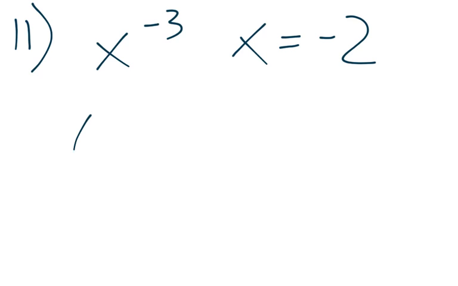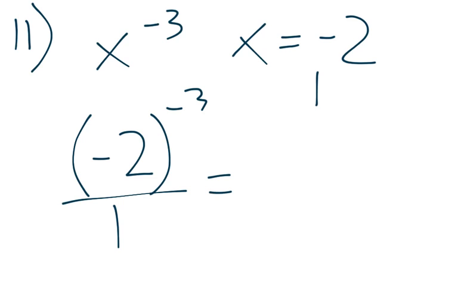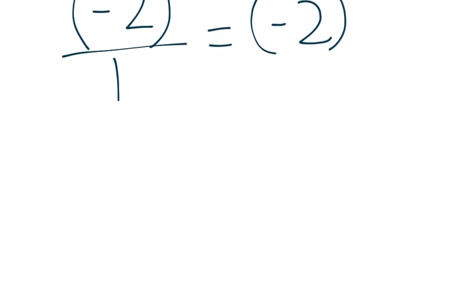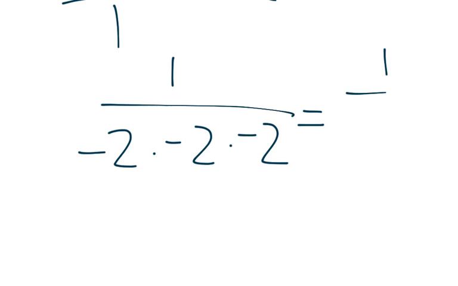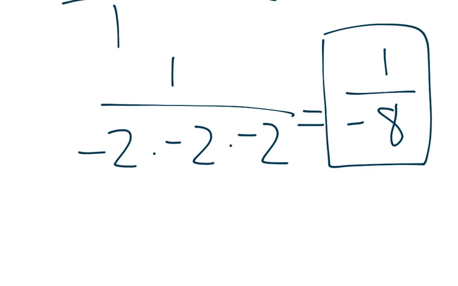Number 11. We have x to the negative 3rd power, and it says evaluate each expression for x equals negative 2. So we're going to put in negative 2 here for x to the negative 3rd power. This is over 1, so we are going to have 1 over negative 2 to the 3rd power. What this means is we have 1 over negative 2 times negative 2 times negative 2. So we have 1 over negative 8. And this is our answer for number 11.